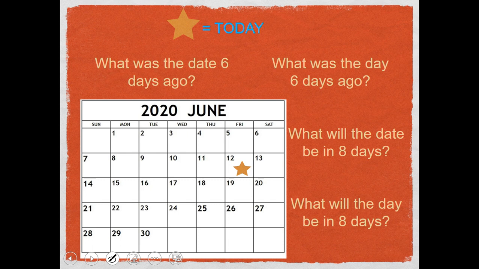So if today is the 12th of June, and we're practicing because I know it's on the 12th of June, what was the date 6 days ago? So again, we can go 12, take away 6, or you can just go back 6 days, 1, 2, 3, 4, 5, 6. So I know that the day was Saturday.